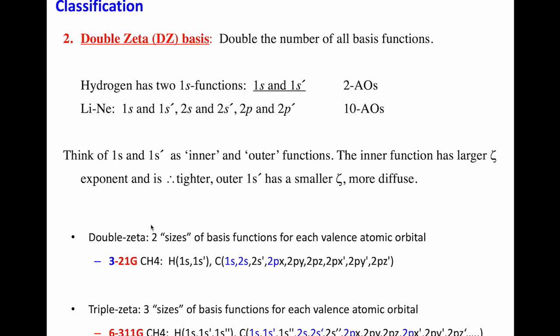If we represent this double zeta 3-21G for the CH4 molecule, for hydrogen the 1s orbital is split up into 2, that is 1s and 1s dash. Carbon has 1s, 2s, 2s dash, 2px, 2py, 2pz, 2px dash, 2py dash, 2pz dash. Here the inner core orbital is not split. So we get the basis function as the 3-21G basis set.